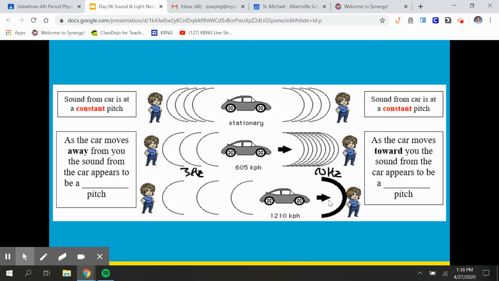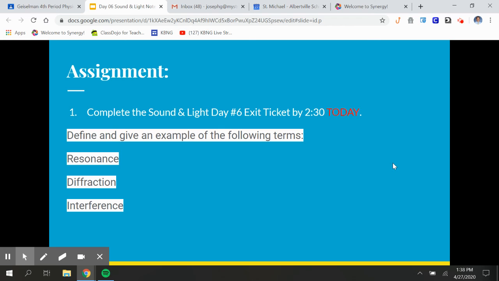So here's just an example. You see as the car is moving that direction, the sound waves get tighter and tighter. And if you're back here, the sound waves get further and further apart. And so as the car moves towards you, the pitch is going to go up, and as it goes away from you, the pitch is going to go down.